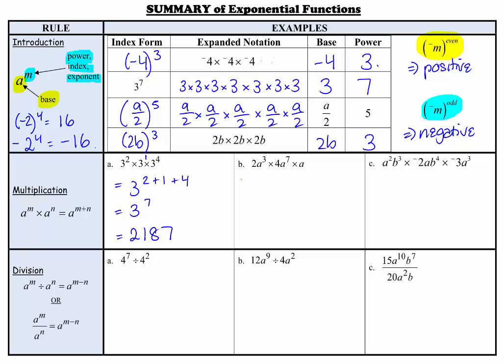Next one, we look at our numbers first. So we have 2 times 4, so that's 8. And then we look at our a's. Remembering we can only do these rules when our base is the same. So we have 3 plus 7 plus, and there's a 1 there. So it's 8a. 3 plus 7 is 10, 10 plus 1 is 11.